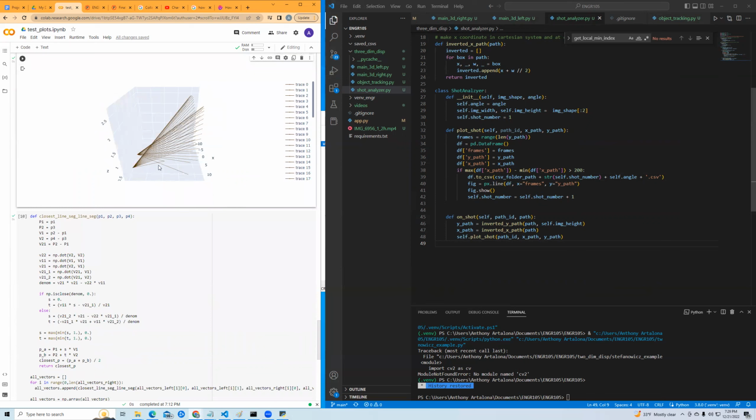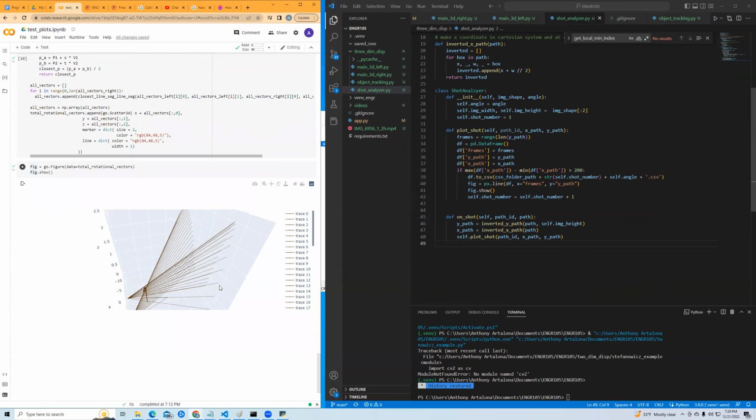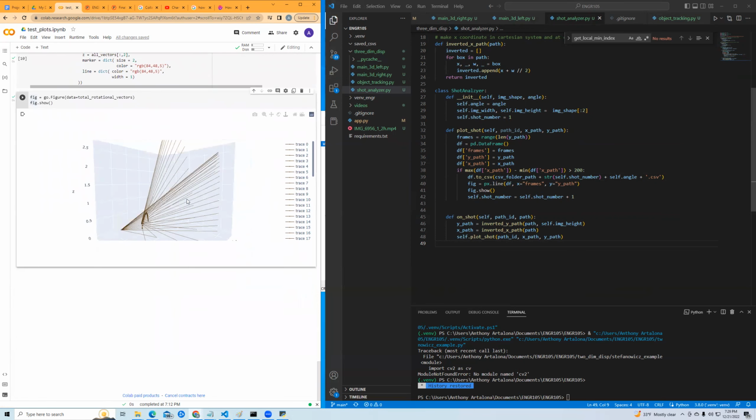I then take the nearest point for each of the respective vectors and attempt to plot where the ball would be flying in the 3D space.